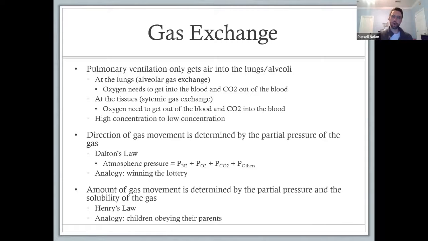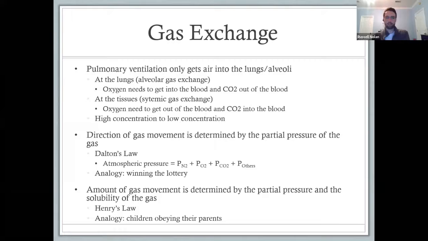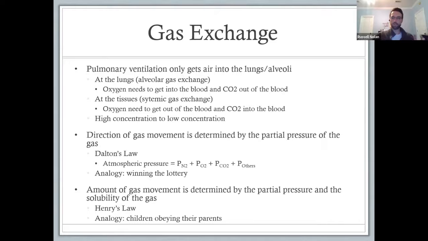Pulmonary ventilation only gets air into the lungs and to the alveoli. We need to get it into the blood, or conversely, if we are in the tissues of the body, we have to get it from the tissues back into the blood. At the lungs, we call this alveolar gas exchange. The oxygen needs to get into the blood, and we need to get the CO2 out of the blood. What I'm not including here is that when we say oxygen needs to get into the blood, we're saying oxygen is leaving the alveoli to get into the blood. And when we say CO2 is moving out of the blood, it's moving into the alveoli, of course, to breathe out. At the tissues, it's the opposite.